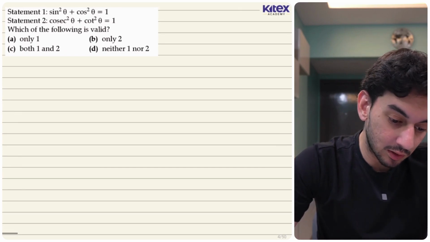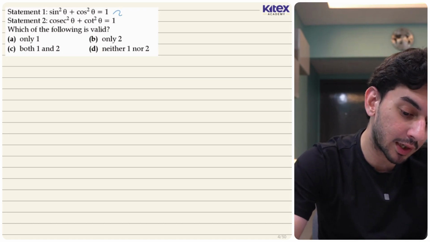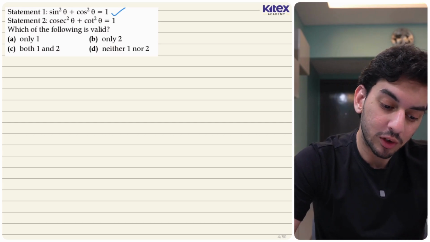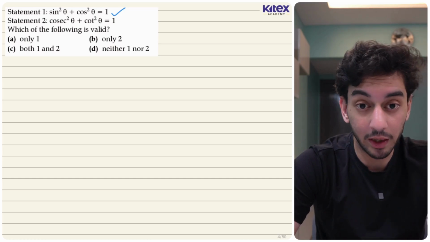This question says statement 1, which is sin square theta plus cos square theta is 1. Yes, absolutely, that is a correct statement. Statement 2, cosec square theta plus cot square theta is 1. No, that's not true. We need to have a negative sign over there.